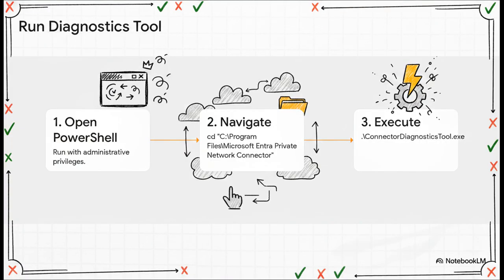Okay, let's start with the big one, the diagnostics tool. Honestly, this should always be your first move. It's just a little command line utility, but it does so much of the basic legwork for you. All you've got to do is fire up PowerShell as an admin, CD over to the installation folder, and just run the exe. Simple as that.